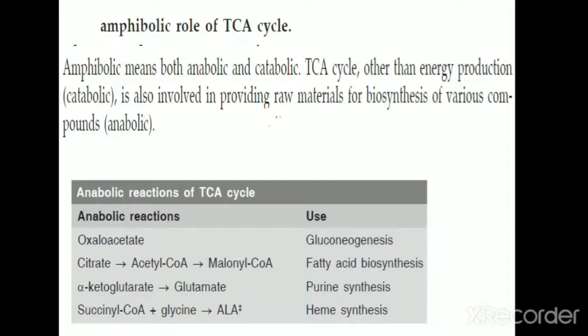Then what is the anabolic function of TCA cycle? Anabolic means synthetic pathway. So TCA cycle intermediates are used for the biosynthesis of other compounds. For example, oxaloacetate is used for the synthesis of glucose, that is during gluconeogenesis, and citrate is used for the biosynthesis of fatty acid, and alpha ketoglutarate is used for purine biosynthesis, and succinyl-CoA is used for heme biosynthesis. So these are the anabolic functions of TCA cycle. So TCA cycle has both anabolic function and catabolic function, thereby the TCA cycle is said to have an amphibolic role.